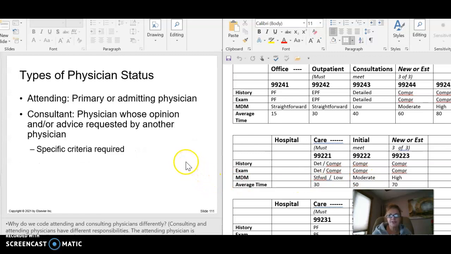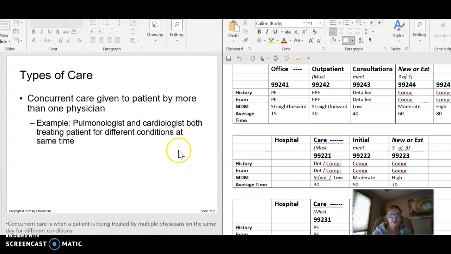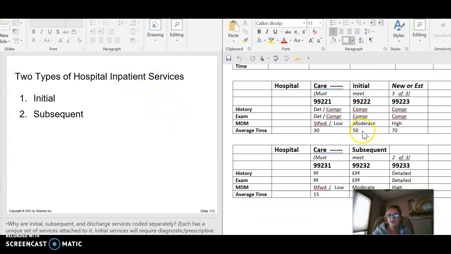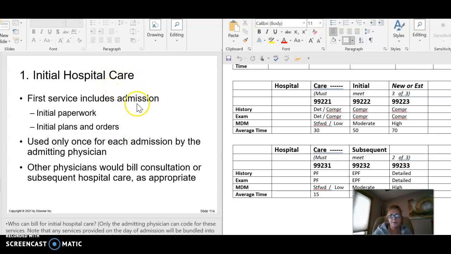Types of physician status: attending, primary admitting, and consultant, a physician whose opinion or advice is requested by another physician. We have types of care, and then we have 2 types of hospital inpatient services, initial and subsequent. Make sure you write down that subsequent is pretty much your daily visits. Initial is your history and physical the first time you get admitted, your initial paperwork, plans, orders. You can only use this once for each admission.